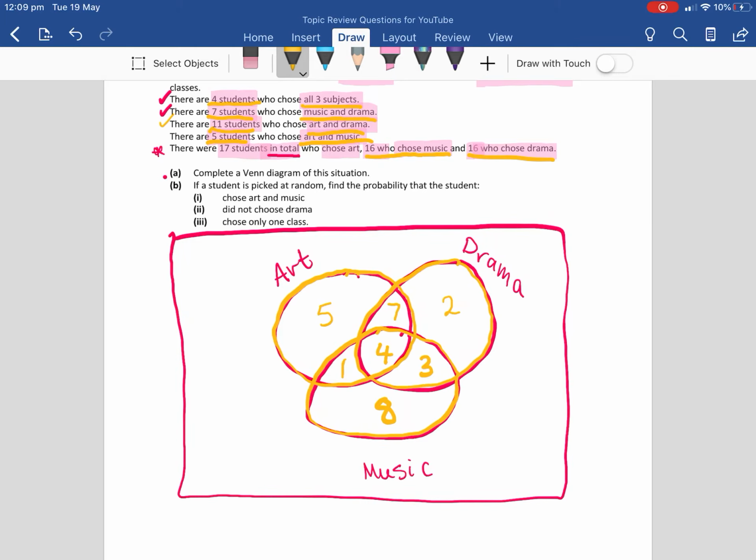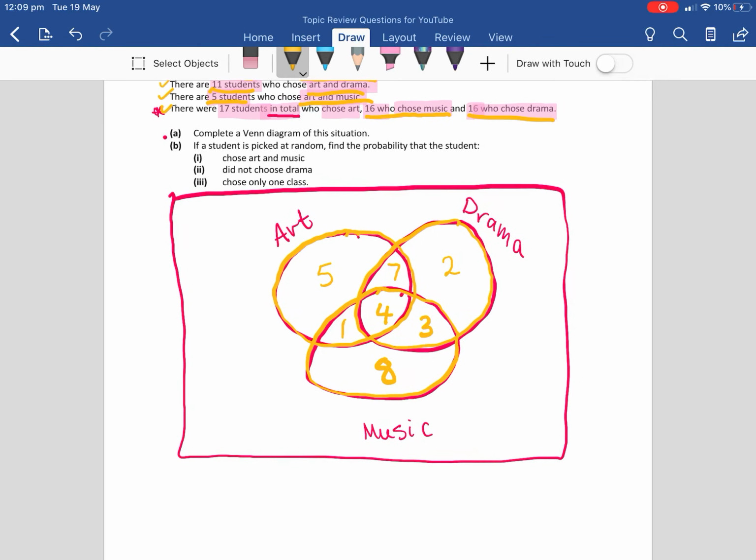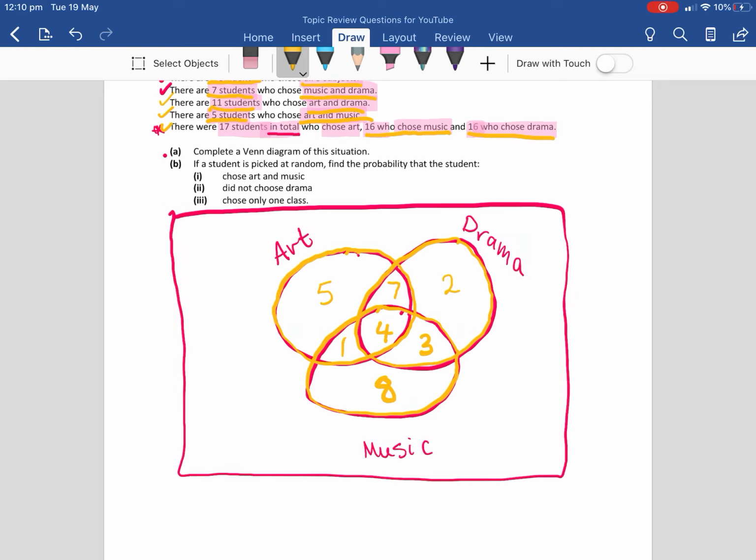Are we done yet? Well, we have ticked all those off, but you always have to come back to, have we accounted for 30 students? So make sure you add up all your numbers. So 5 plus 7 is 12, 14, 17, 21, 22 plus 8 is 30. Yeah, perfect. So we know that there's no numbers that have to go on the outside.